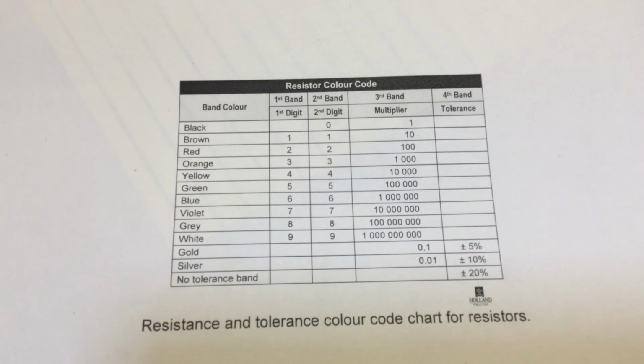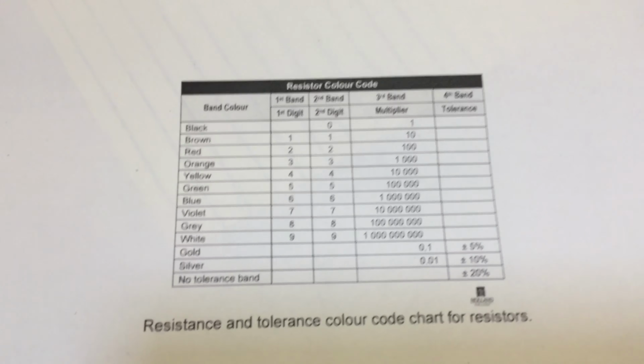Well, you need a decoder chart, I guess, the resistor color code chart. And each color represents a different value, where black is 0, brown 1, red 2, orange 3, yellow 4, green 5, blue 6, violet 7, gray 8, and white 9. And then there's a couple other colors on there as well.